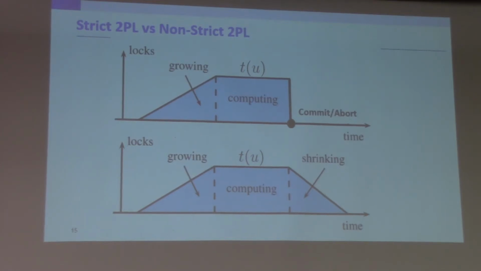The point is, the number of locks you hold as a transaction will immediately drop to 0 at what point? For strict two-phase locking, it drops to 0, meaning you release all your locks at the time you commit or abort. Any question regarding this figure?